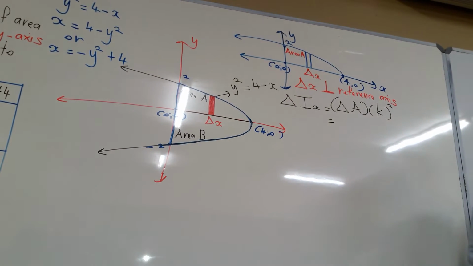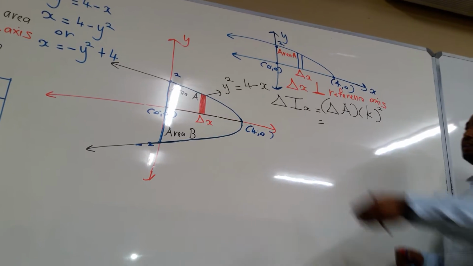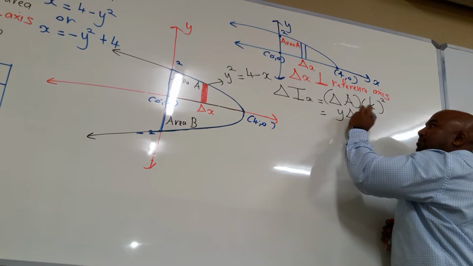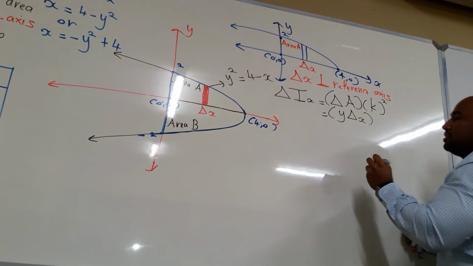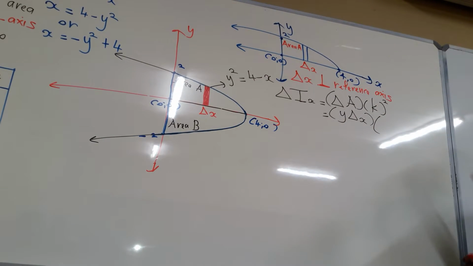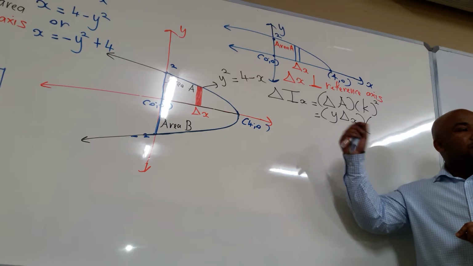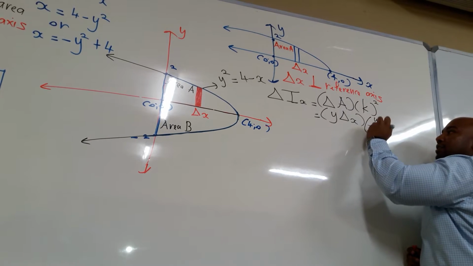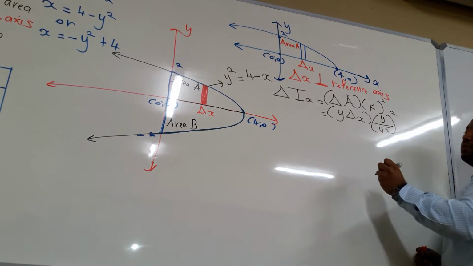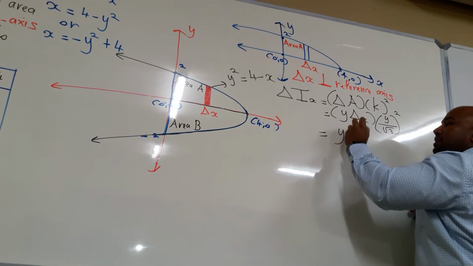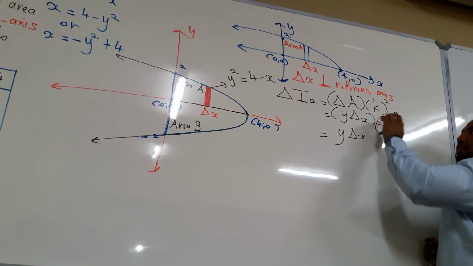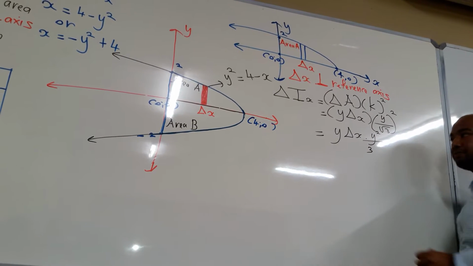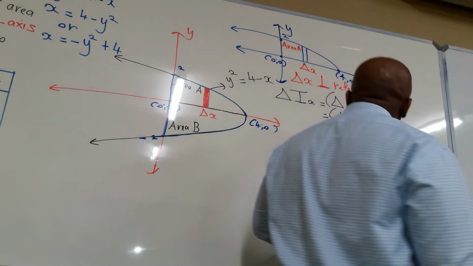But what is the area? What is the length of the representative element? The breadth is delta x. The length will be y, so it's going to be y times delta x, that's the area, times k squared. K is the length. What is the length measured in terms of? The length is measured in terms of y, so that will be y over root 3, and that is all squared. So what happens here? We end up with y delta x times, if I square the numerator, y squared, and square the denominator, that will be 3. So therefore, let's write down our total.